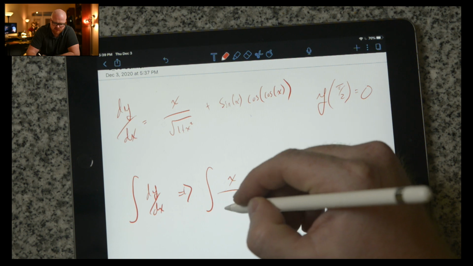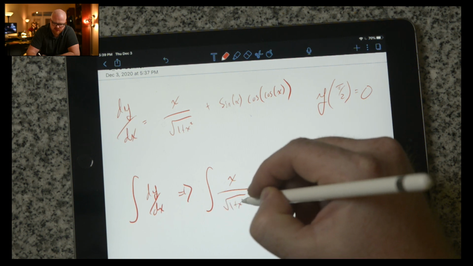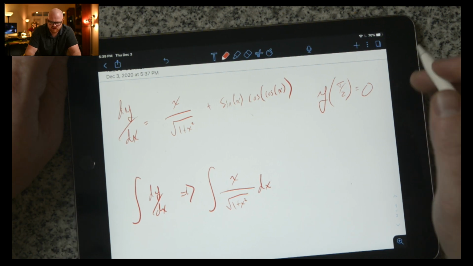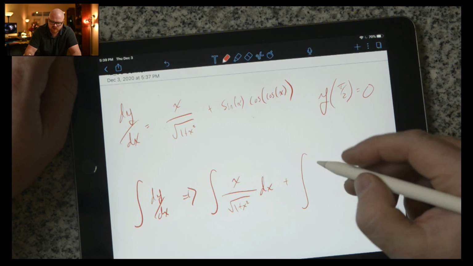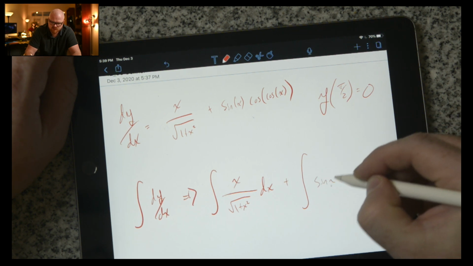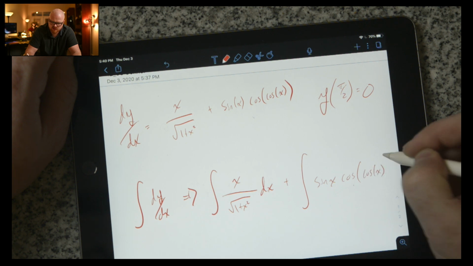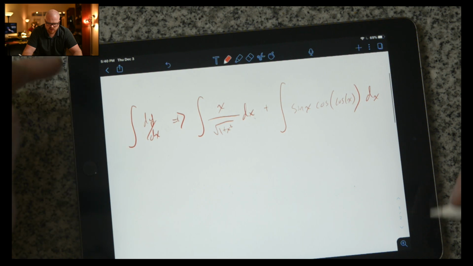That'll be the integral of x over root 1 plus x squared, of course, integrated with respect to x, plus the integral of sine x cosine of cosine x. So the first one's probably going to be the easier one. It looks like it would be a u substitution.